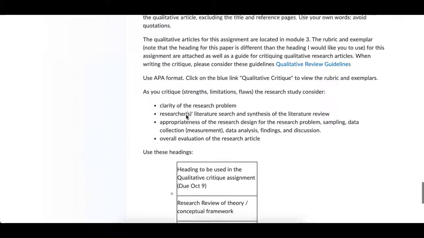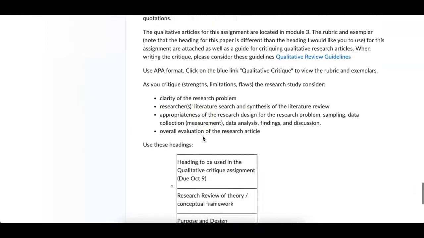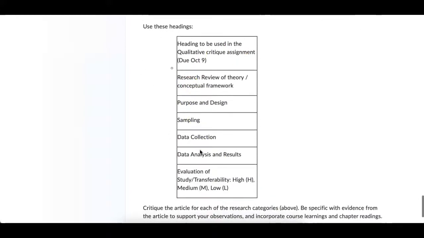Here are the headings. In a nutshell, if you were assigned to Group A in week number 3, you did the Adult Learners, Emotions, and Online Learning article, and that will be the article that you use to critique. Now, you use these headings, and for example, in week number 3, your heading that you were in charge of was sampling. There are all these other headings that you have to use. You can actually use the ideas that you discussed in week number 3. You just can't copy and paste.